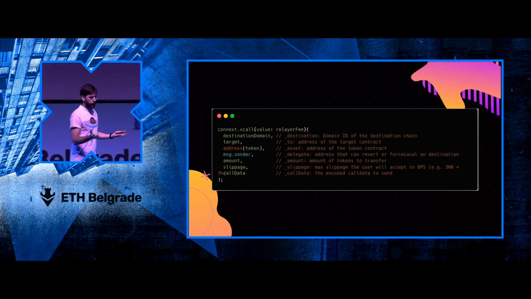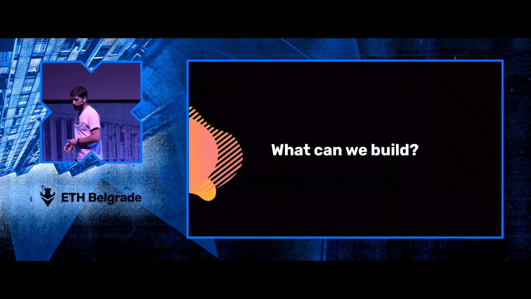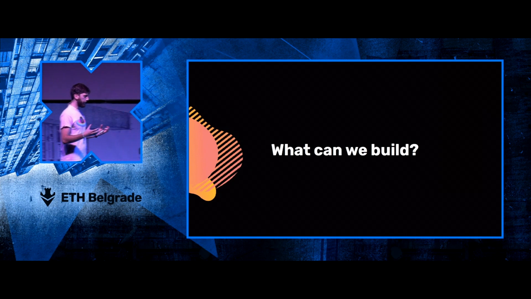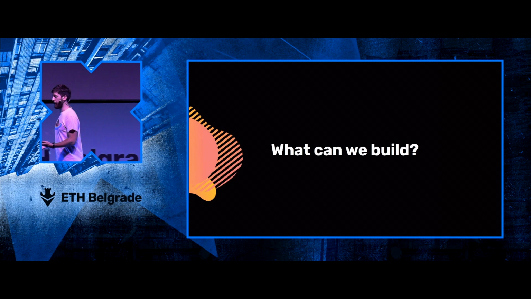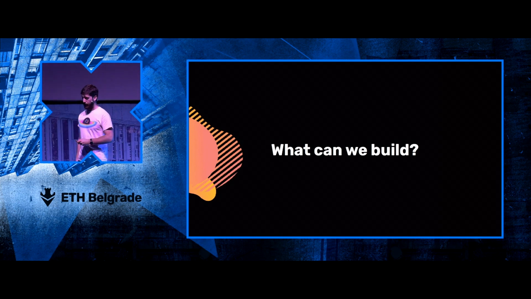The user interface is very simple. It basically tells you, okay, I want to interact with this smart contract on the destination chain with this token, and I want to do this. And so this unlocks really a universe of possibilities. We really started to scratch the surface of what can be built. But I'm going to showcase some examples of things that are being built and hopefully inspire more innovation and more things that you guys will actually develop.